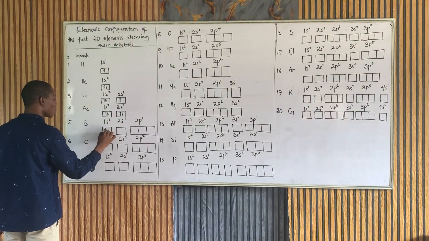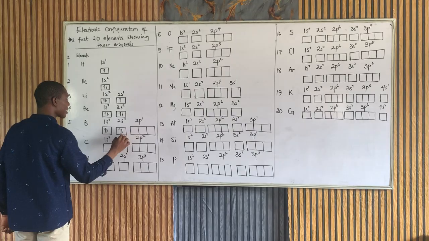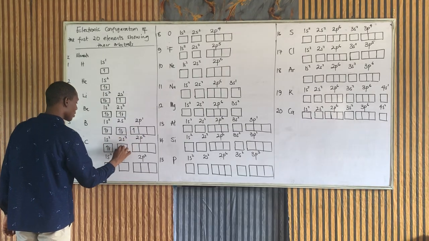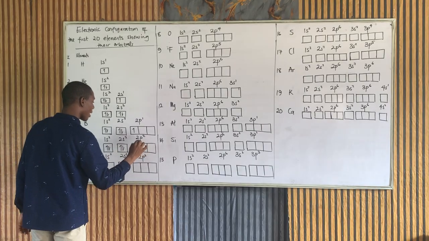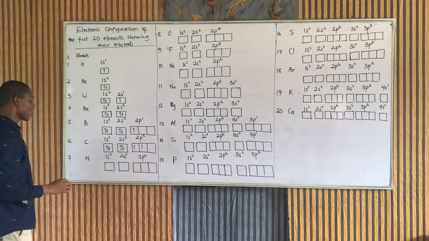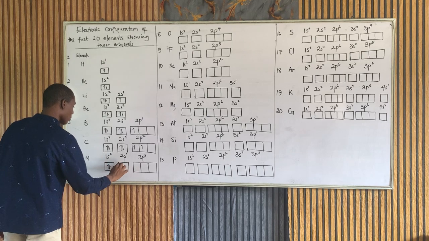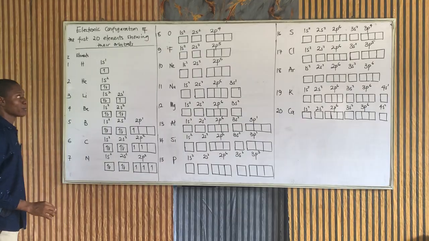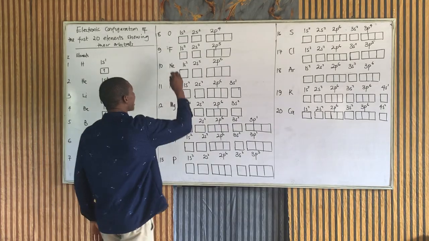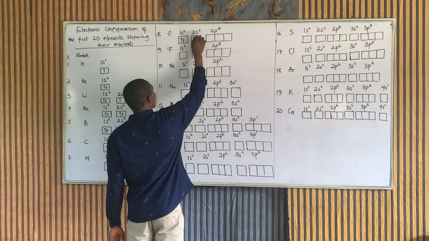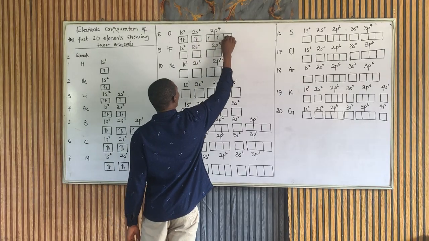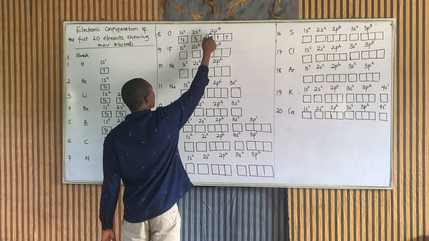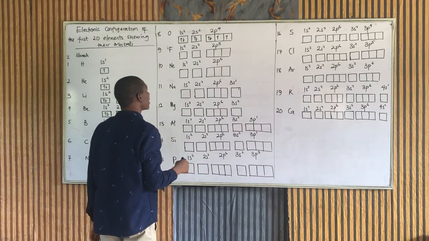Boron has 5, 2 in the 1s, 2 in the 2s, and just 1 in the 2p. Carbon has 6, 2 in the 1s, 2 in the 2s, and 1 here. Nitrogen has 7, 2 in the 1s, 2 in the 2s, 1 in the 2p. And so for oxygen, it has 8 electrons. 1, and then 1 here. Remember, it will point down when you pair because of the Pauli exclusion principle.